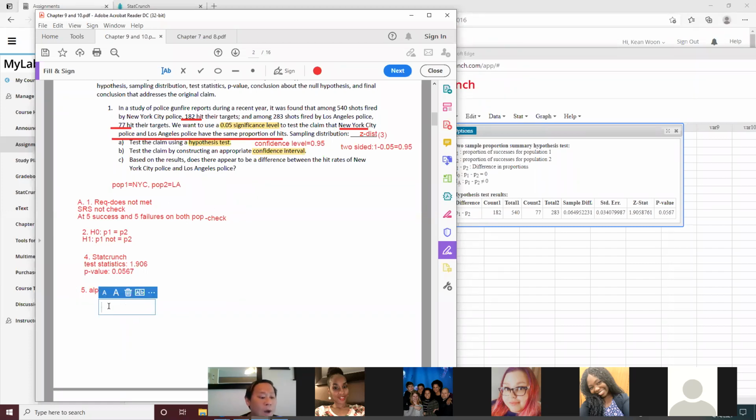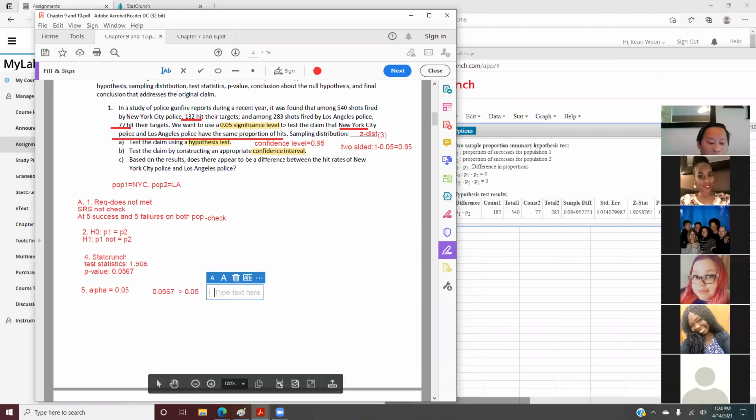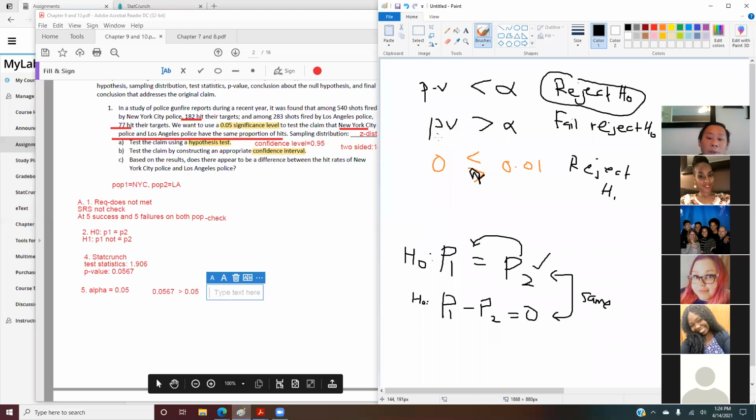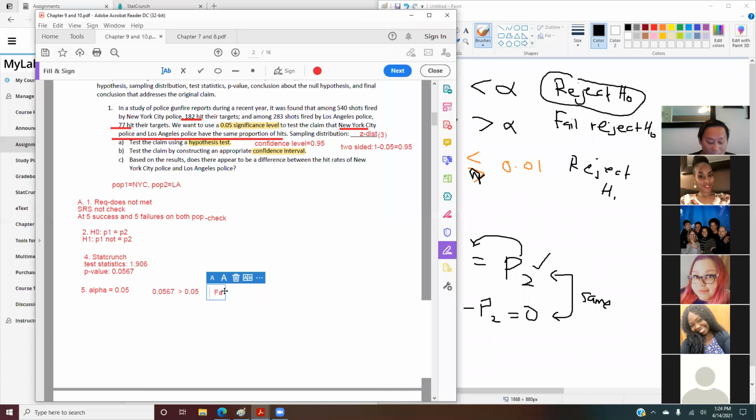So now you have to compare your p-value, 0.0567, and 0.05, your alpha significance level. Is this number less than or greater than 0.05? Greater. And if you remember, if it's greater, what is your conclusion? Fail to reject. So if your p-value is greater than your alpha, you will fail to reject H0. And in your test, do not just write fail to reject.